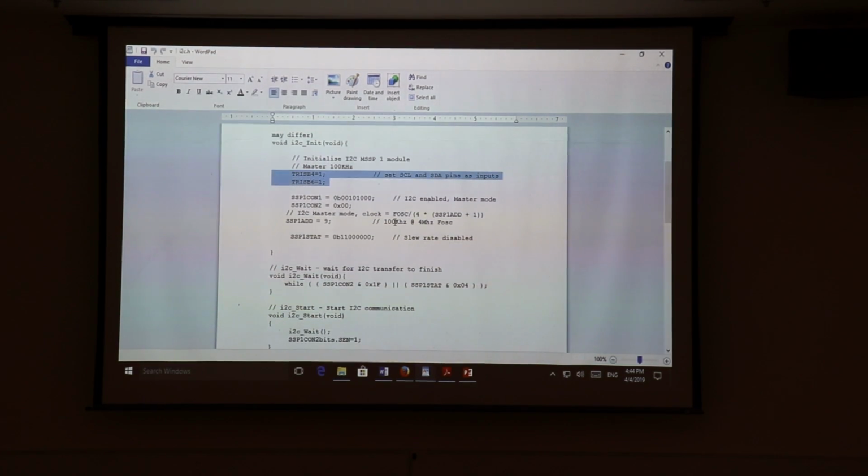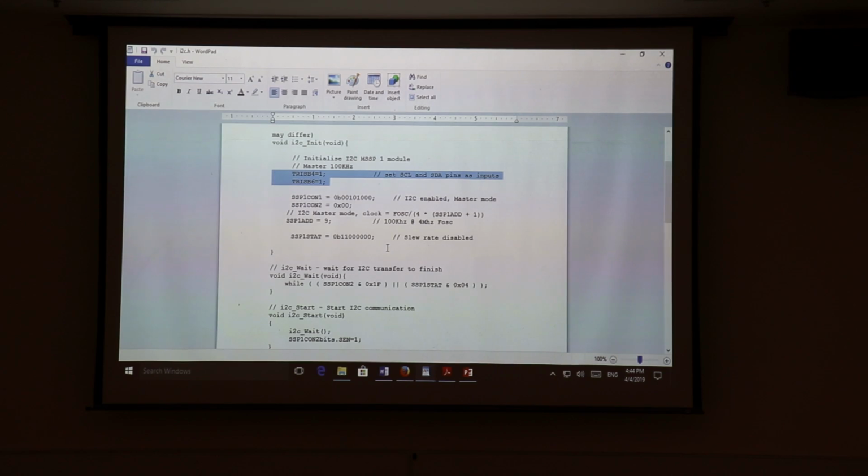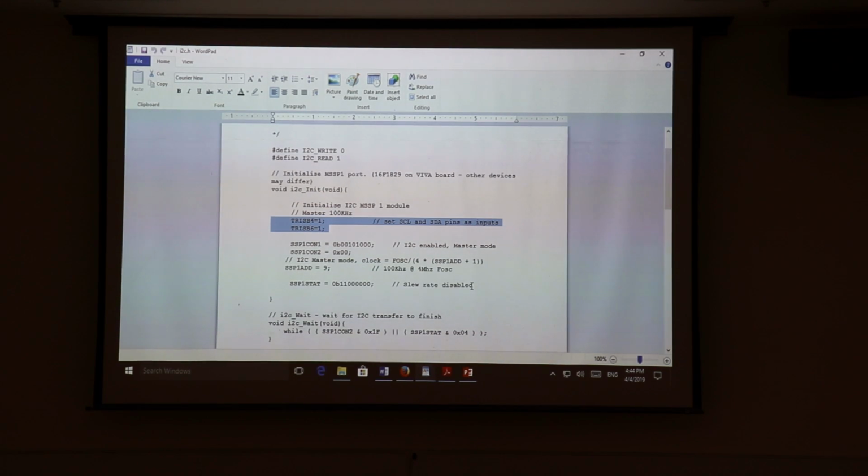Okay. So here's the I2C generic file. You can use this with any I2C device, it would work fine. So the first thing we have is the init function. And the init sets everything up. And like I said, it's hardwired for RB4 and RB6 and SSP1, the synchronous serial port 1, and it programs the CON1 to enable I2C mode in master mode.